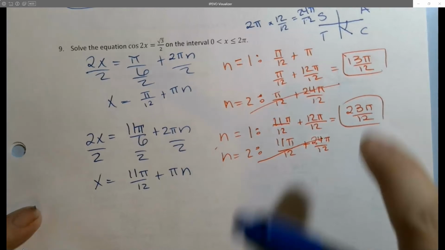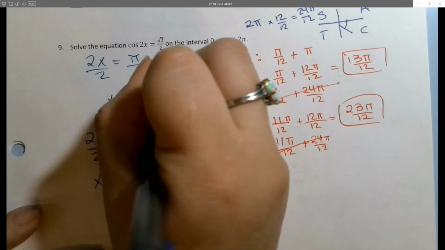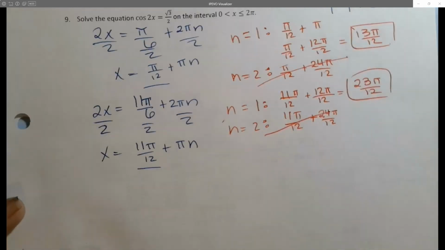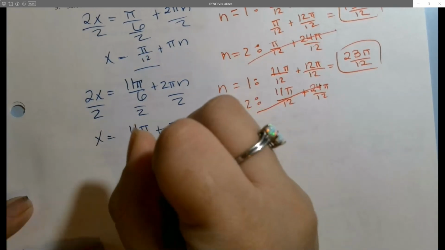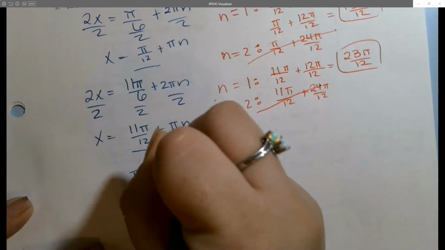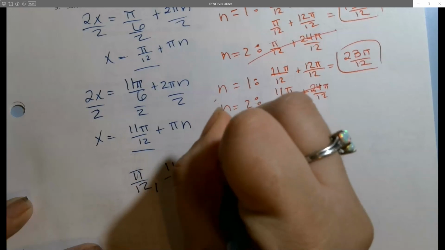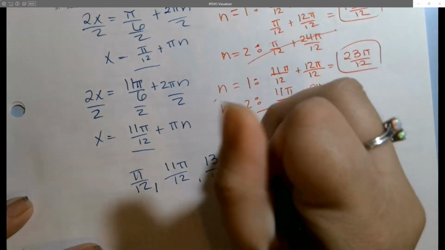So my final answer is these two. And then if I plugged in 0, these two would also work. So I'm going to write them in order. I have pi 12ths, 11 pi 12ths, 13 pi 12ths, and 23 pi 12ths.